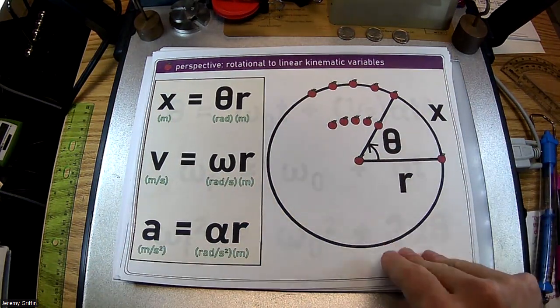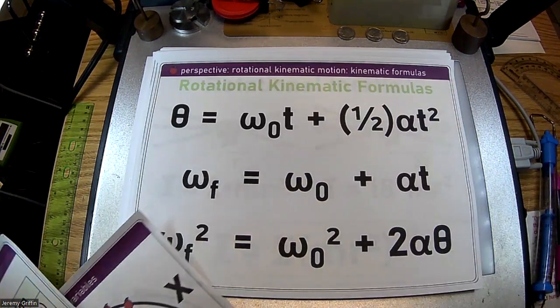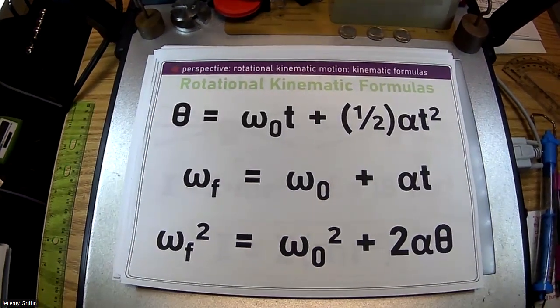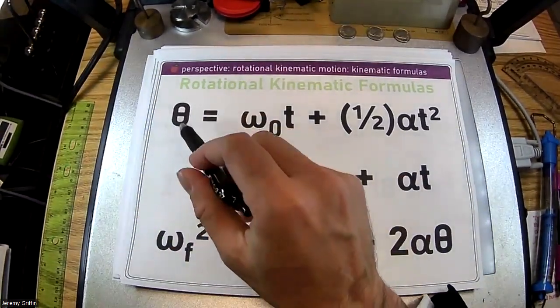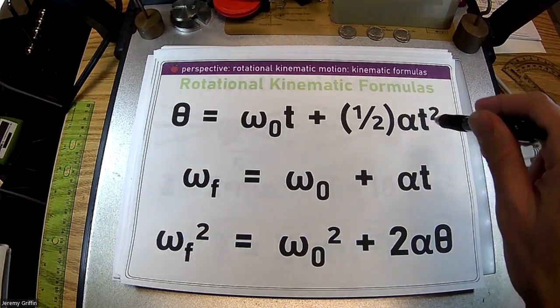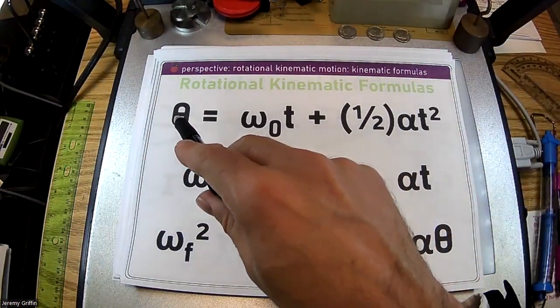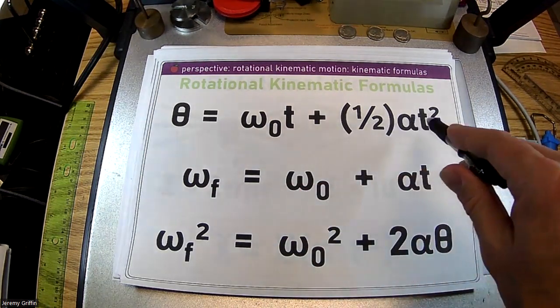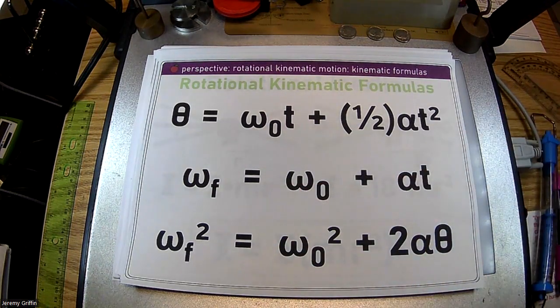Okay. And all these kinematic variables also have three equivalent rotational kinematic formulas that apply to them. The original ones you saw way back in August were x equals v naught t plus half a t squared, and a couple of other ones. And the new versions are like theta equals omega naught t plus half alpha t squared, and so on. Okay, so that's all review.